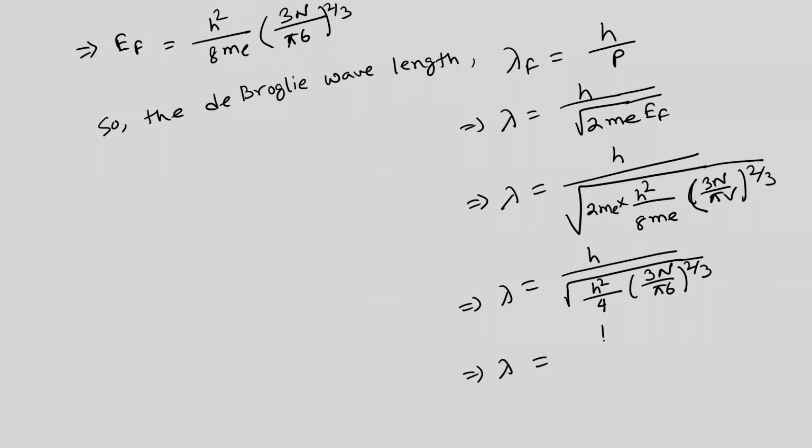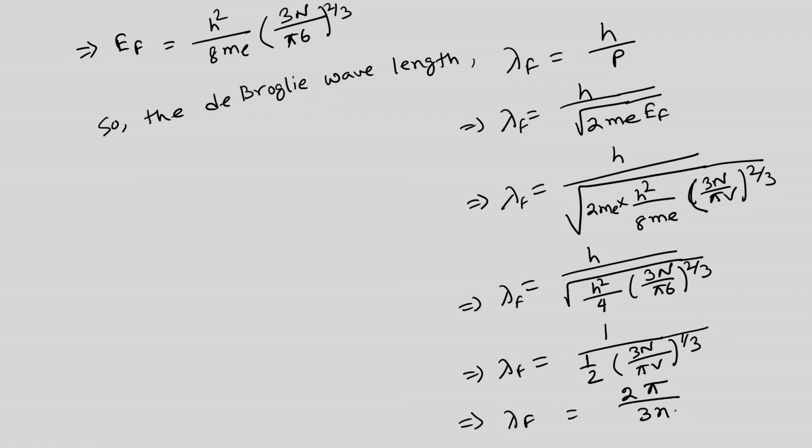And if we further simplify, we get lambda is h. The h and h get cancelled, so we get 1 by half, 3n by pi v to the 1 by 3. Okay, so we get lambda f equals twice pi by 3 n naught to the 1 by 3. Proved. Okay, so we have proved it.